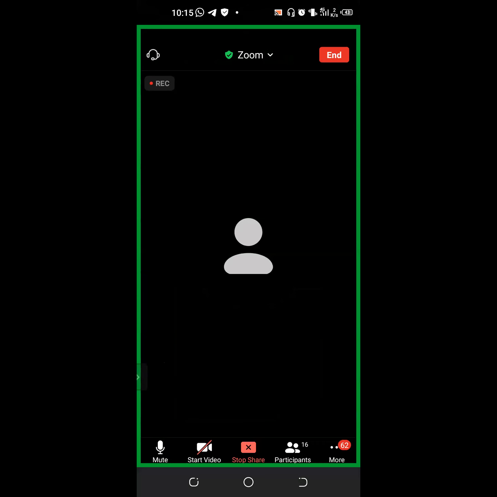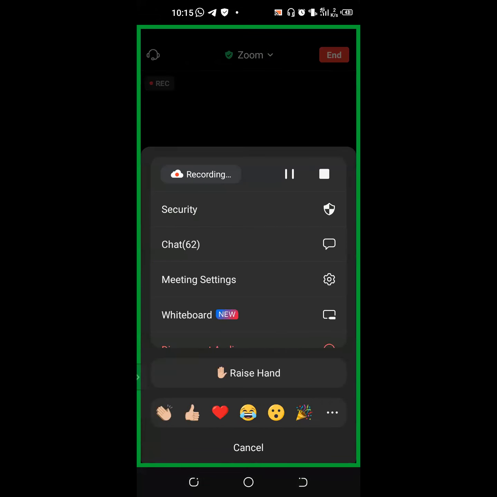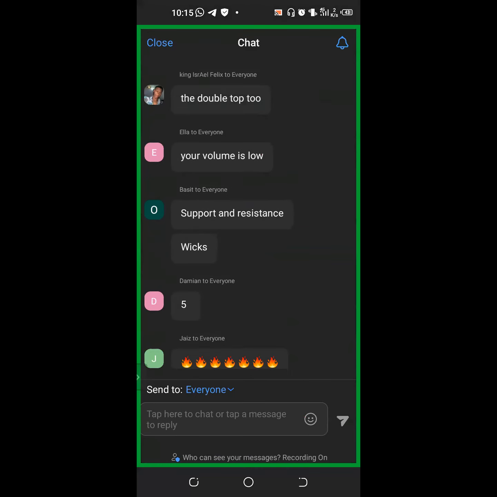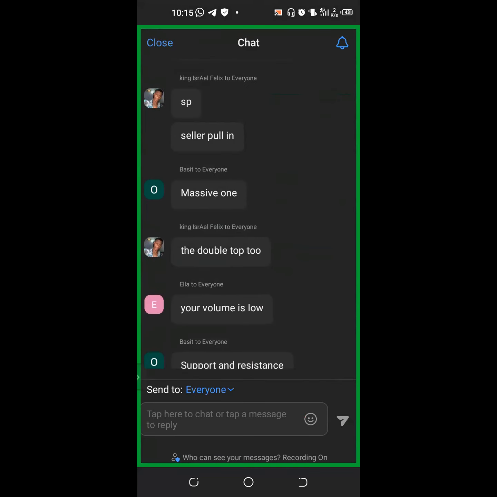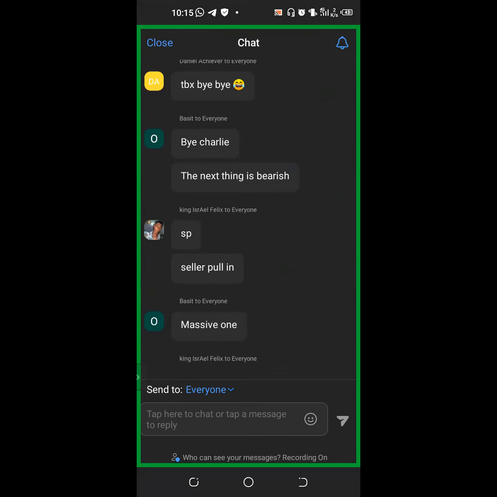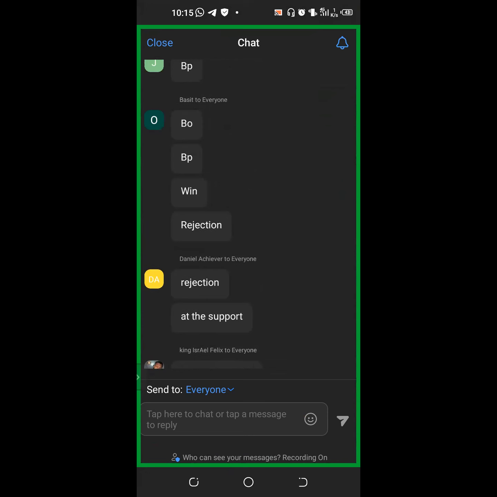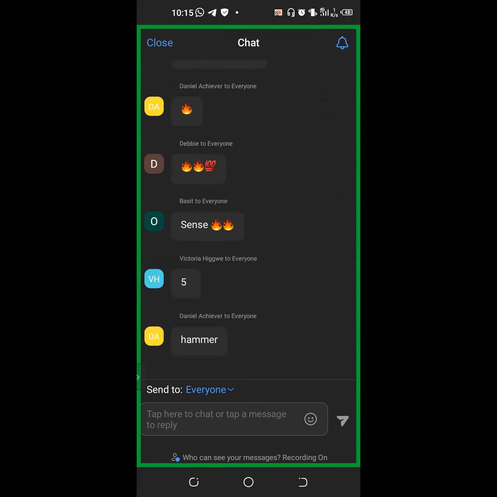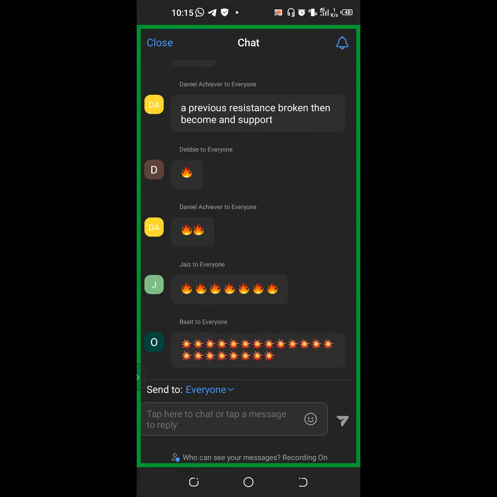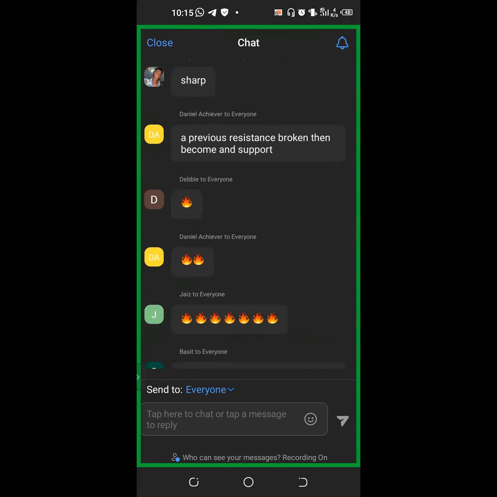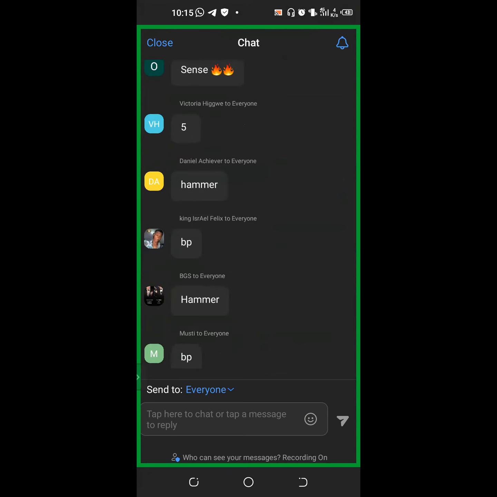So if you have any questions, let me check the chat box, guys. Any question? Support and resistance weeks. Yeah, my volume is low. Oh, I didn't see all of this one. So next thing is bearish. Okay, good. You guys are okay. These are responses, right? Any questions before we call it a night? Any question? If you have a question, you can raise your hand, then we'll mute you, or you type it.